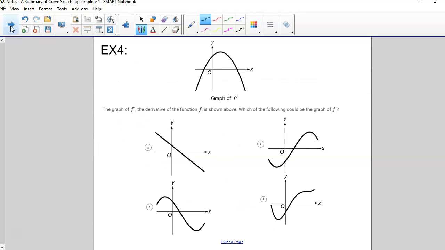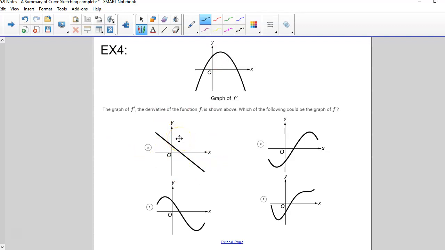All right, for 4, the graph of f prime, the derivative of f, is shown above. Which of the following could be the graph of f? Okay, so you're given the derivative. We've got to find the graph of f. For this one, I don't have the answers yet, so I have to think about it a little bit myself. One of them that sticks out to me here is A.